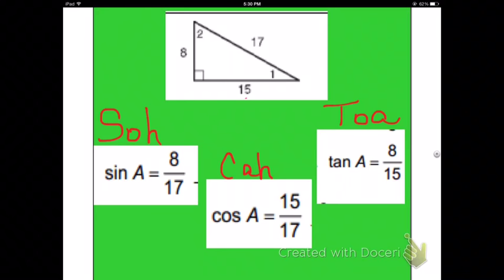So if we find the 8 and we go across, because that's opposite, the hypotenuse is 7, so angle A would be angle 1. Let's check and make sure angle A is still number 1. 15 is adjacent to angle 1, so yes. And this would be opposite, which is 8, and adjacent. So angle 1 is angle A.